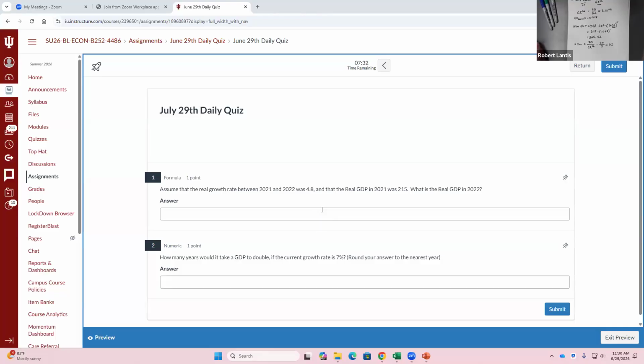So the first one was 225.32. And then that second answer should be that it takes approximately 10 years to double. Any questions here before we keep moving?